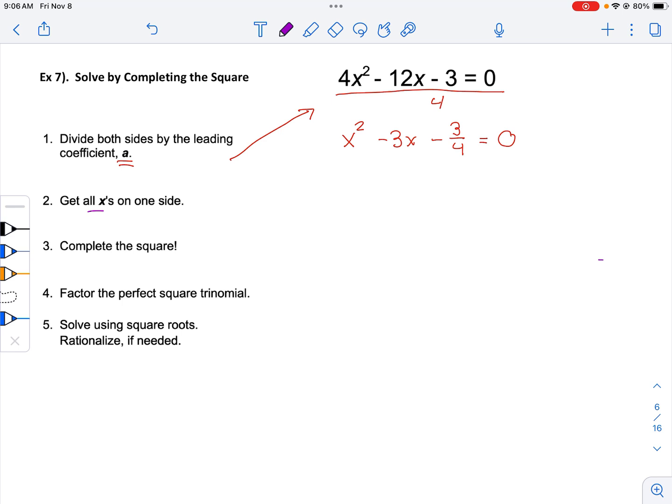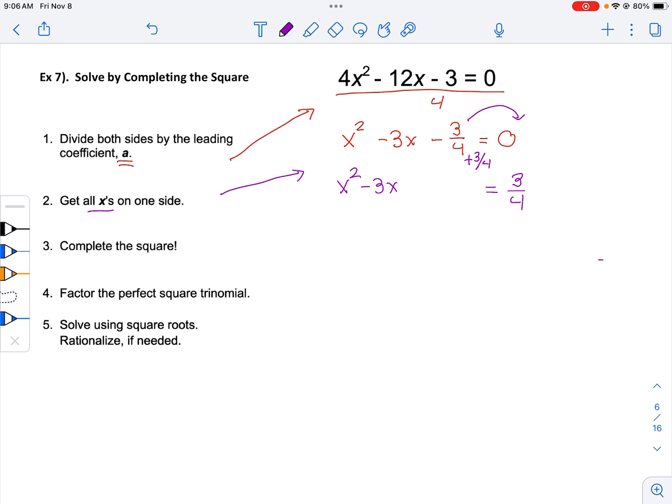Next step says get all the x's on one side. So right over here, I'm going to leave my x squared and negative 3x on one side. And that means I need to move my 3/4 to the other side. And I'm going to do that by adding 3/4. So it'll become a positive 3/4 on the other side.